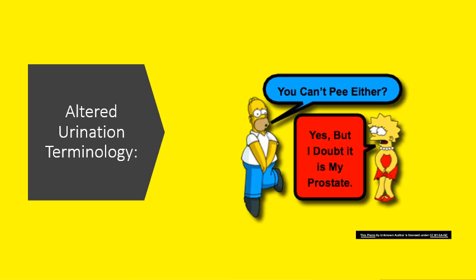Oliguria is a decrease that's less than 400 in 24 hours. Now notice oliguria and anuria are similar but not the same. Oliguria is a significant decrease. Anuria is almost a lack of urine or less than 100.